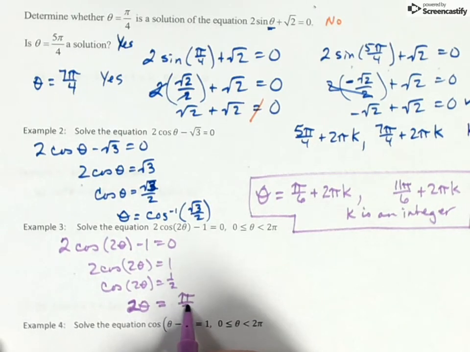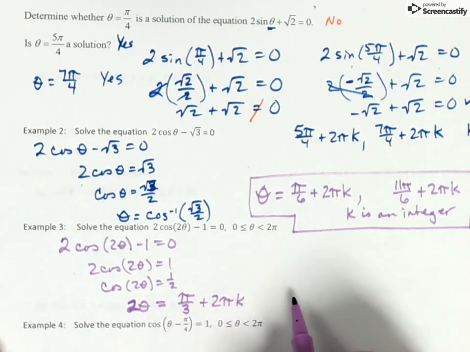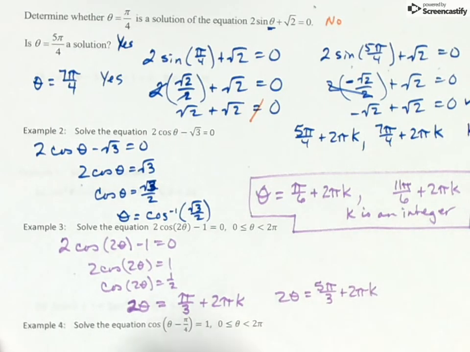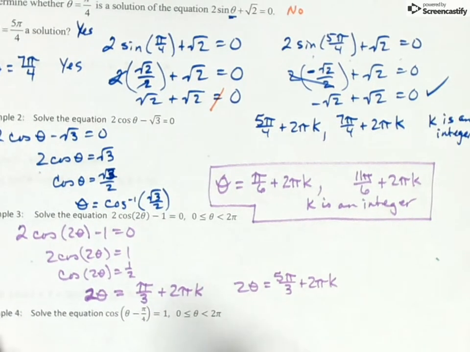Now 2 theta would exist as a cosine value of 1/2 in two locations: pi over 3 and all of its coterminals, and 2 theta would exist at 5 pi over 3 plus all of its coterminals. We haven't solved for theta yet. My question is, what would theta be?